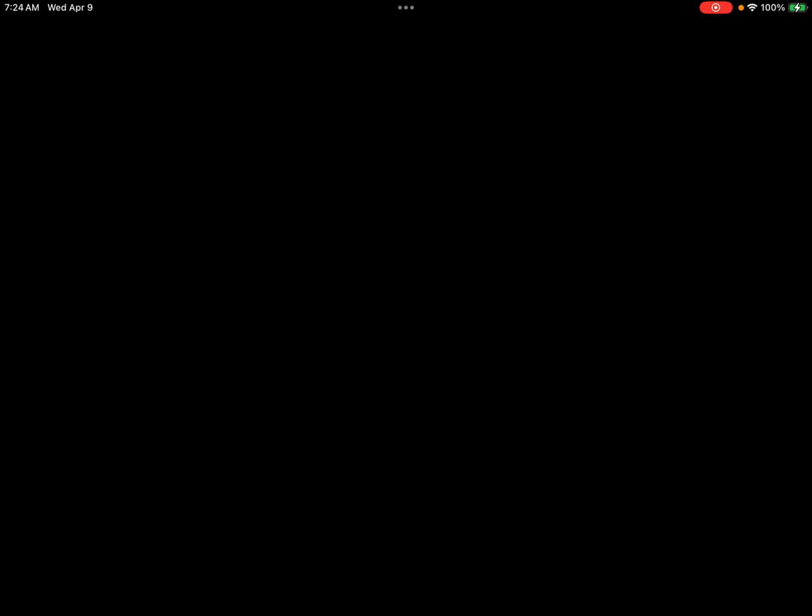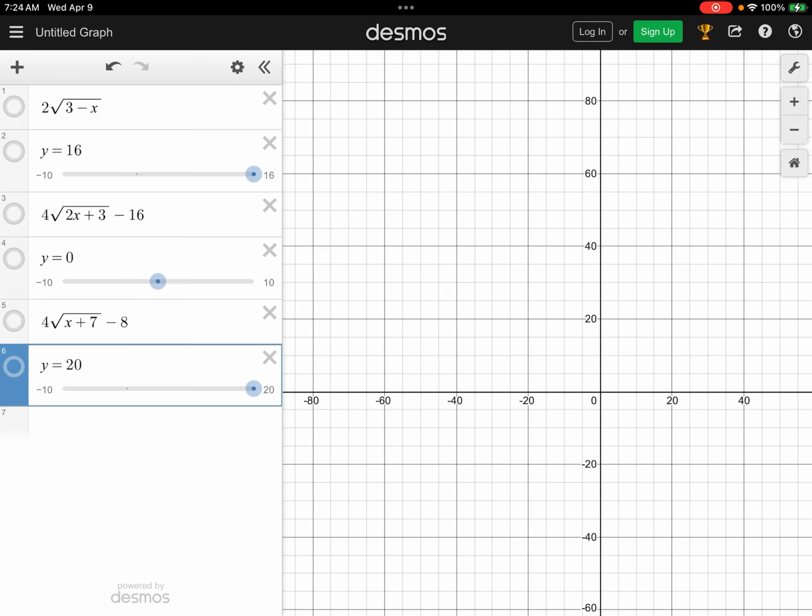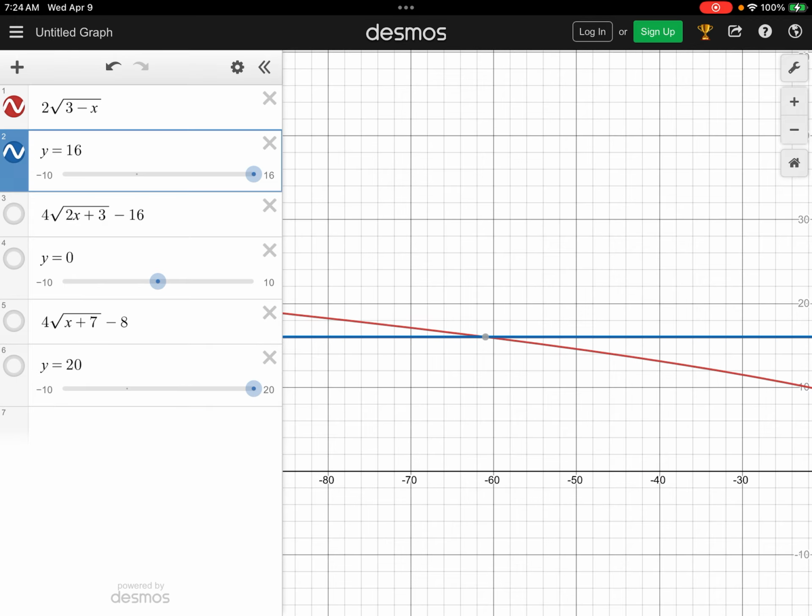Right, so I already have some equations put in the calculator here. I have the left side here in input box 1. And then if you have just a number, 16, you need to type in y equals 16, and that's what I did here. And we're calculating the intersection. So we're going to zoom in. We see an intersection here, and we're only looking for the x value of that coordinate. And you see it's -61. That's our answer.